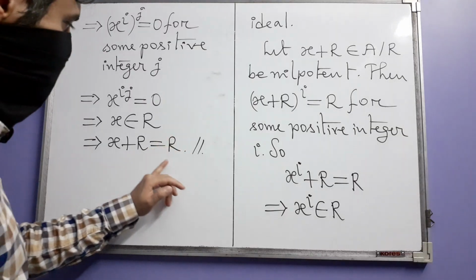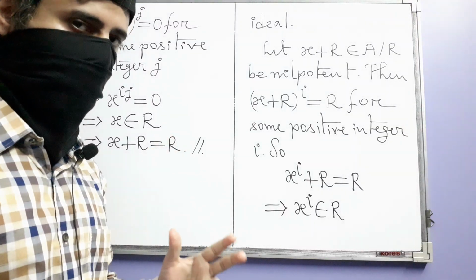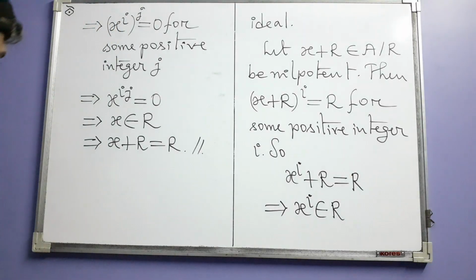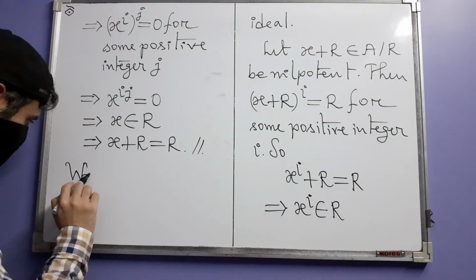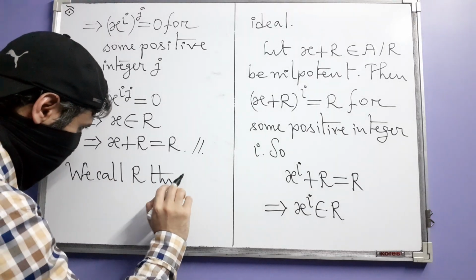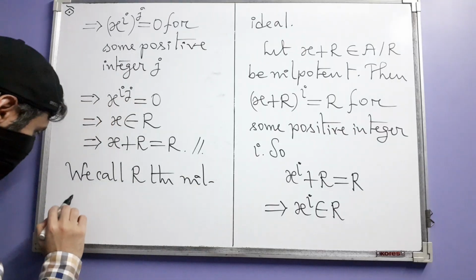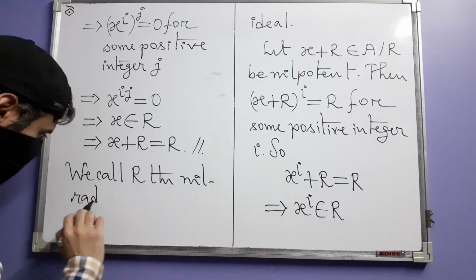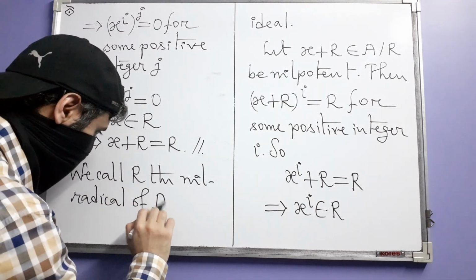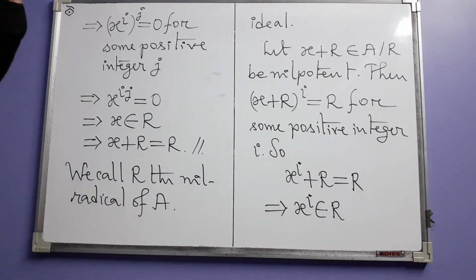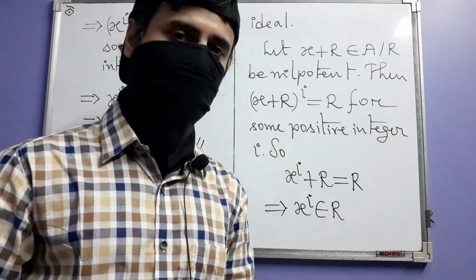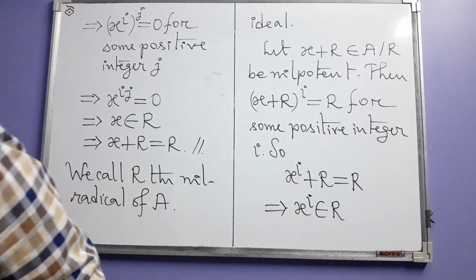Now, this R has a name. The ideal of all nilpotent elements is called the Nilradical of the ring. We call R the Nilradical. This is one word, okay. Nilradical of the ring A. Okay, so the Nilradical is the ideal consisting of all the nilpotent elements in the ring.